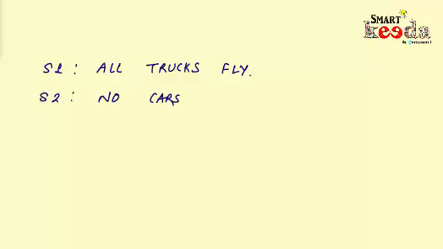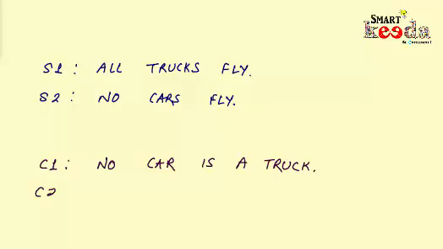Now let's take another set of statements, and this example has been taken from the SSC CGL Tier 1 2013 exam. So the first statement is given as all trucks fly, and the second statement is given as no cars fly. Now let's note down the conclusions. C1 is given as no car is a truck, and C2 is given as no truck is a car.